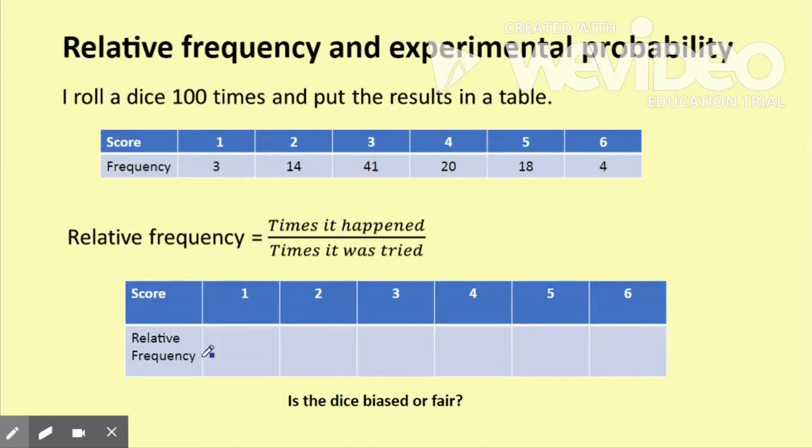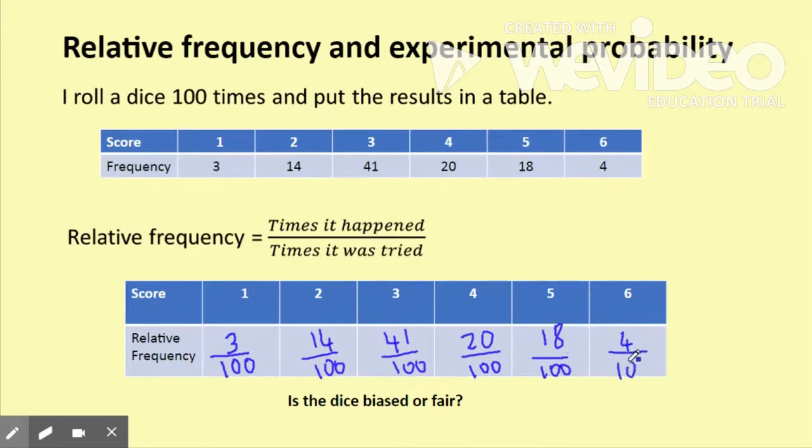So if I come down to the table here, I'm just going to fill it out. I know that the dice was rolled 100 times, and I'm going to write these just as fractions. So it happened 3 times out of 100, and then 14 times out of 100, and then 41 out of 100, and then 20 out of 100, and then 18 out of 100, and then 4 times out of 100. So the relative frequencies for each outcome are shown here.